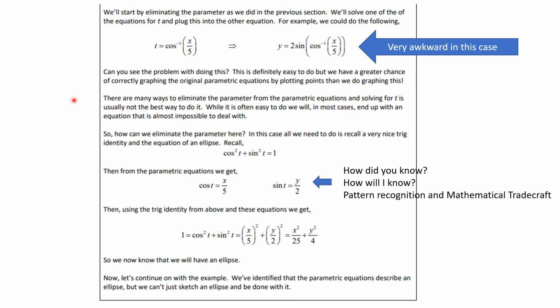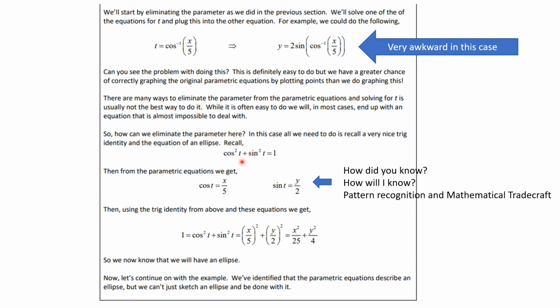So what we're going to do is eliminate the parameter in a totally different way, not solving for t and substituting in. We're going to eliminate the parameter by recalling a trig identity and the equation of an ellipse. So you recall that cosine squared t plus sine squared t is equal to 1. That's a fundamental trig identity, and we've encountered that many times in our course already.